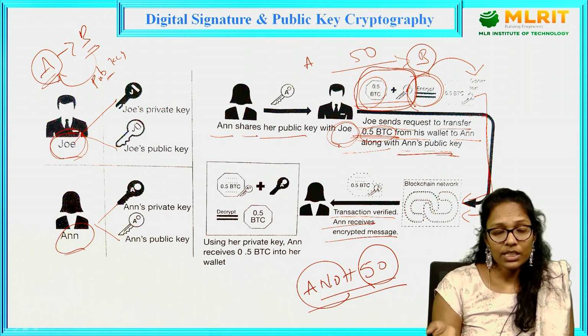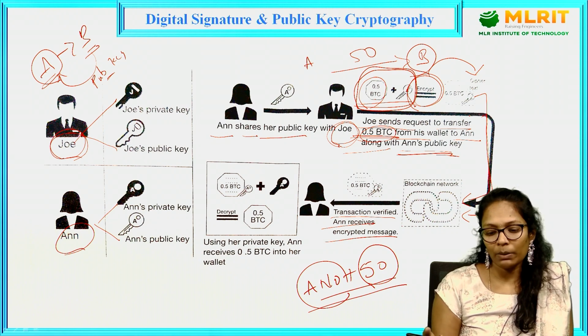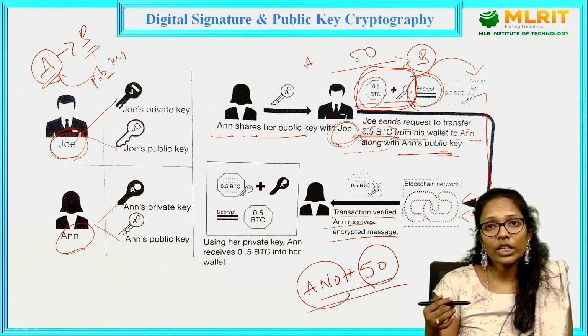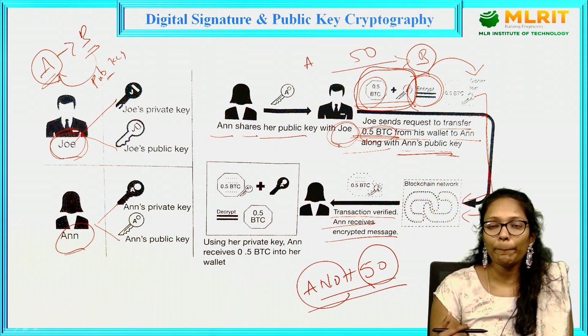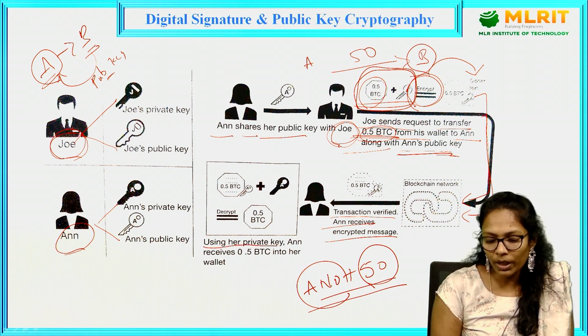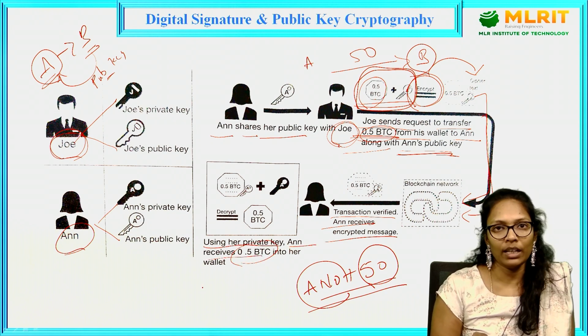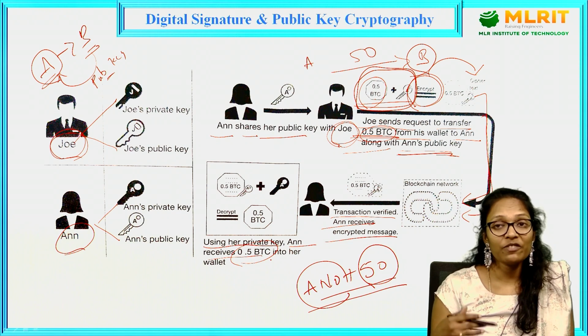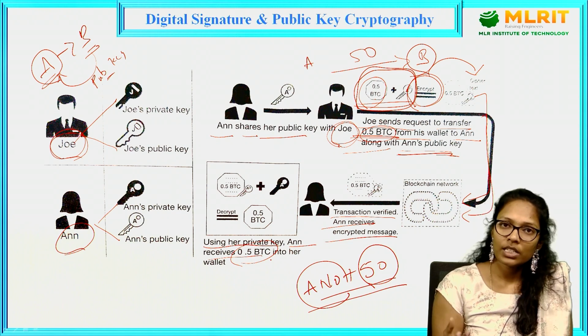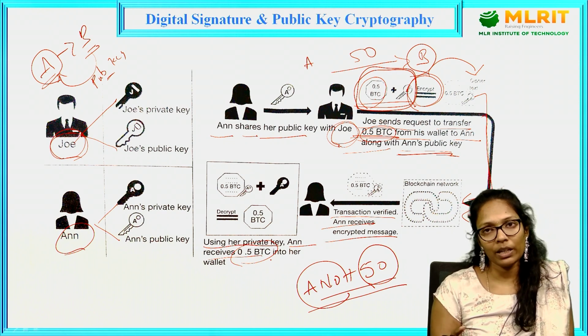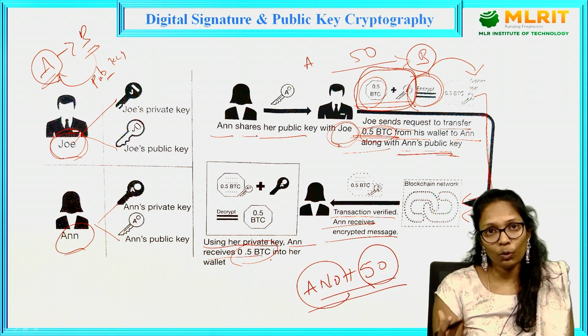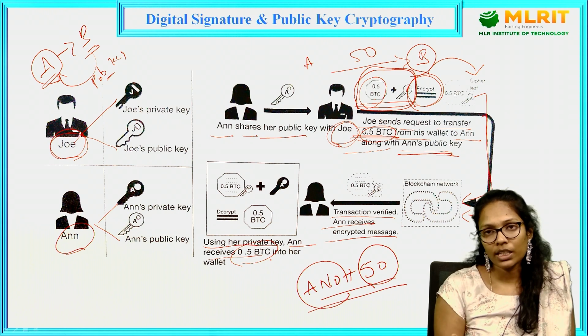Now it is in encrypted form, so Anne cannot directly read that message. Then what does she need to do? She needs to decrypt that message. How can she decrypt it? Using her own private key. Using her own private key, Anne receives the 0.5 BTC into her wallet. By using the password, if she opens her account, then she gets that money. That password is nothing but the private key. So using her private key she can open her account and see the money.